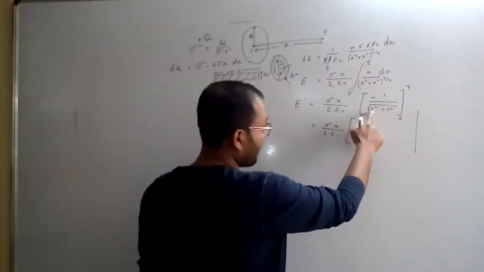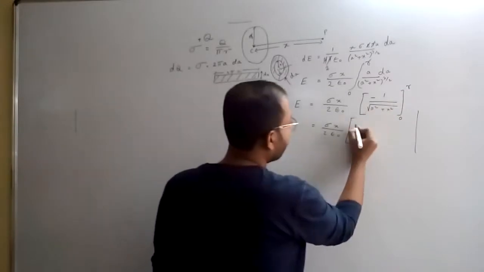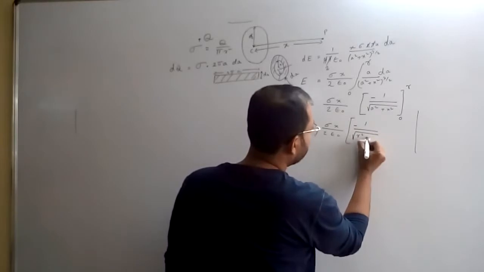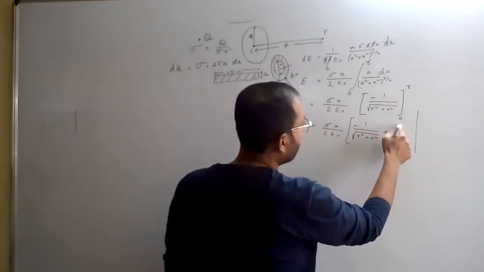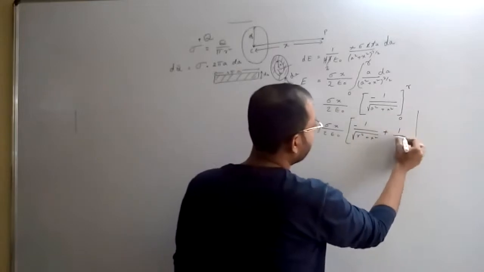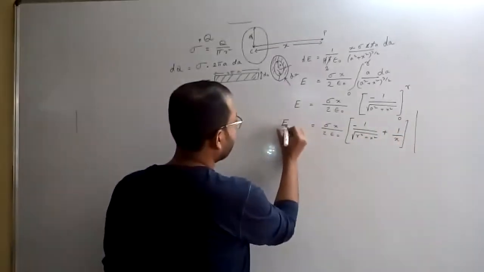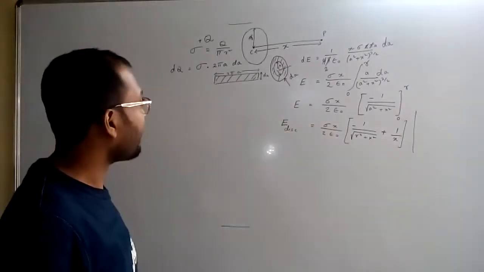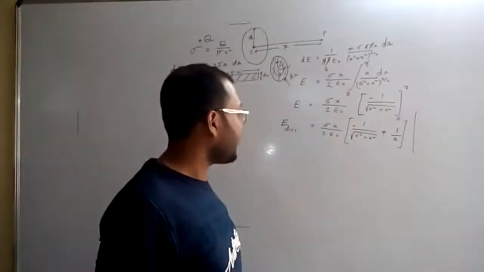So first of all, we put in r in place of a, the upper limit, which gives us minus 1 over square root r squared plus x squared. If we put in the lower limit 0 in place of a, we are left with 1 over x. So this is the expression for the electric field at the axial point of a uniformly charged disk.